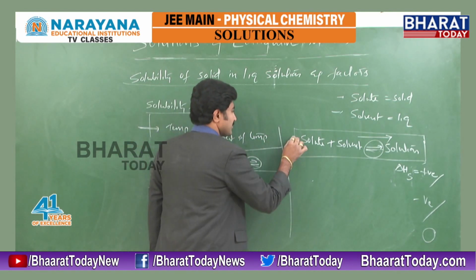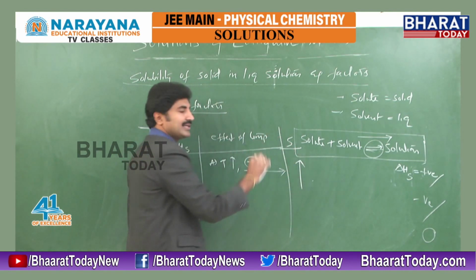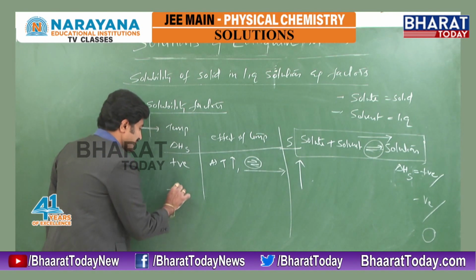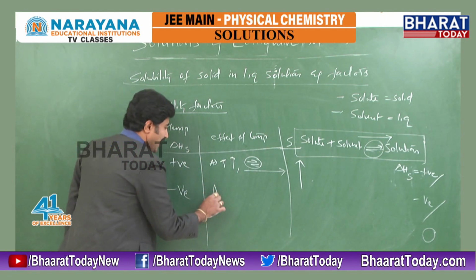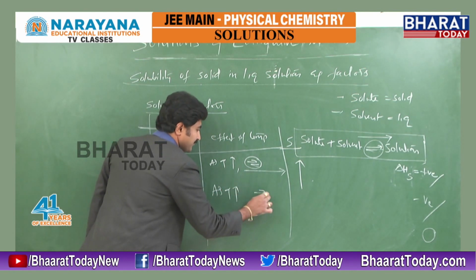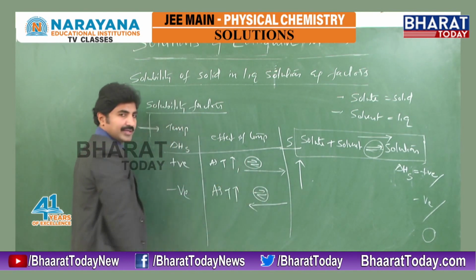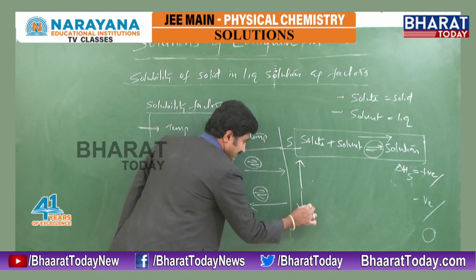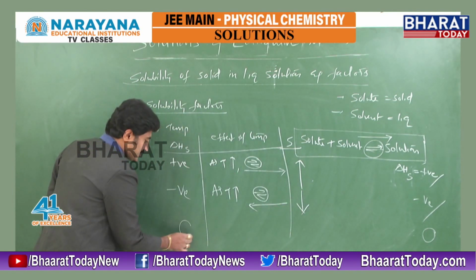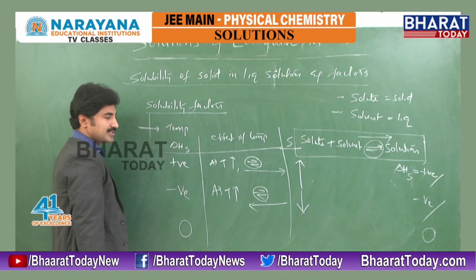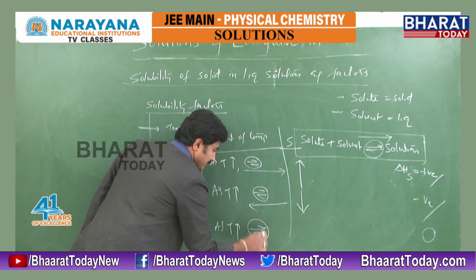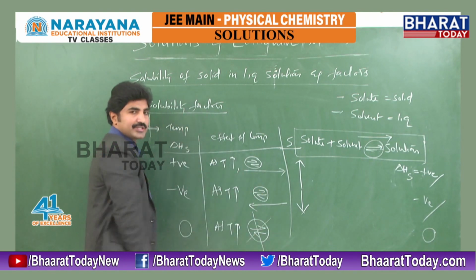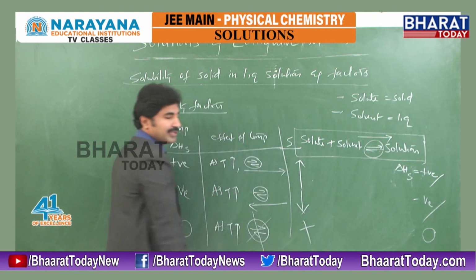By this, what about the solubility? Solubility will increase. Suppose it is an exothermic process, the dissolution is an exothermic process. As the temperature increases, equilibrium will be shifted in the backward direction, so that solubility decreases. Suppose the heat of solution is 0, even as temperature increases or decreases, no change in the equilibrium position, no change in the solubility.